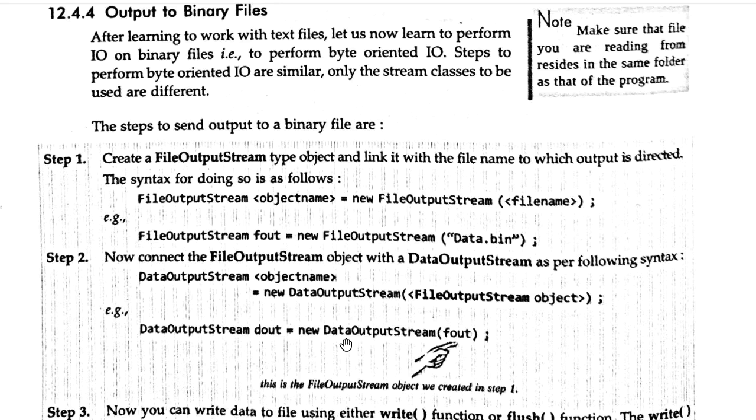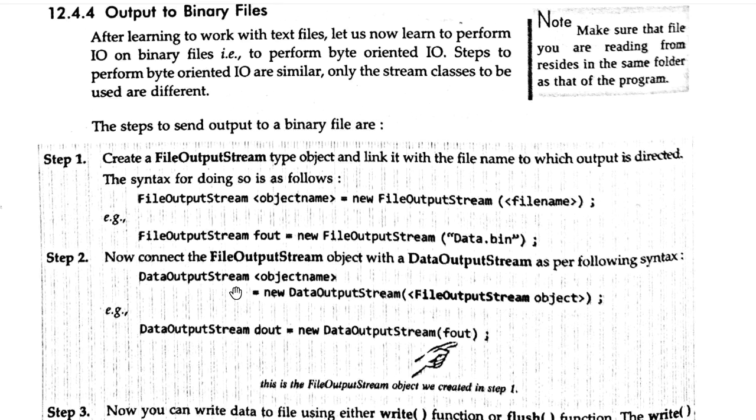For output to a binary file, we have to use two classes. One is FileOutputStream, another one is DataOutputStream. First, we have to create the FileOutputStream object. FileOutputStream object name fout equals new FileOutputStream. In parentheses, the parameter is a string, which is the name of the binary file. Generally, the binary file extension will be bin or sometimes dat. So data.bin, within double quotes we have to pass it because this is a string parameter.